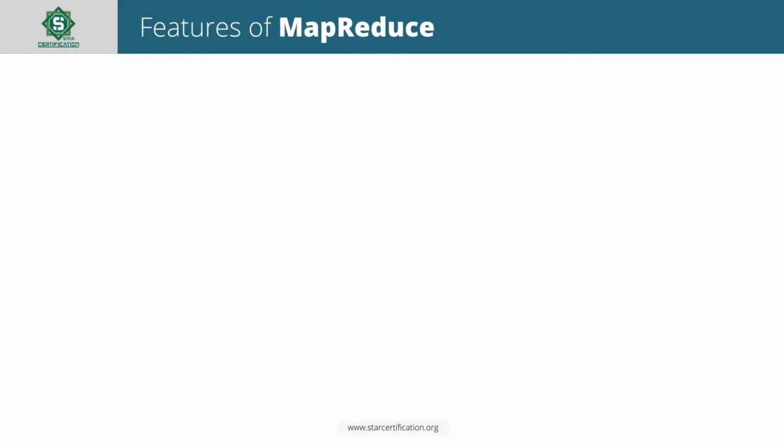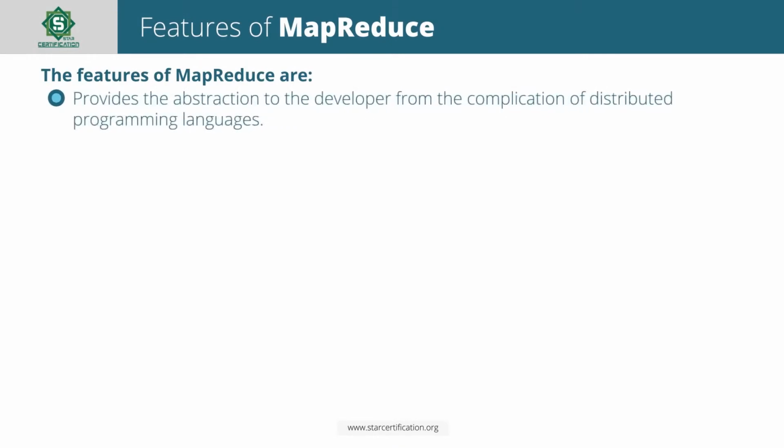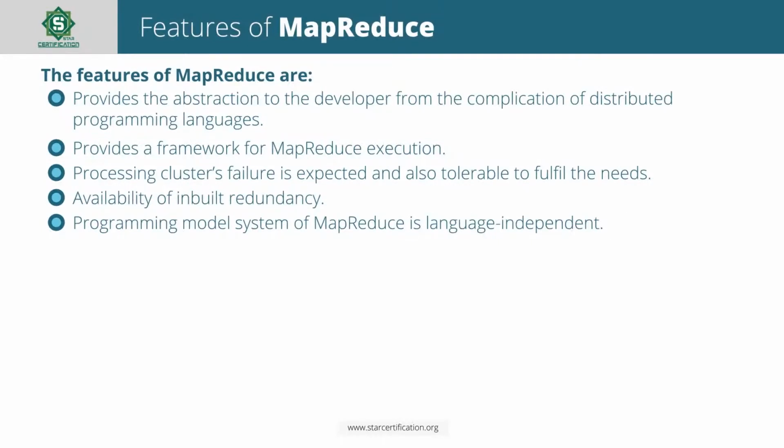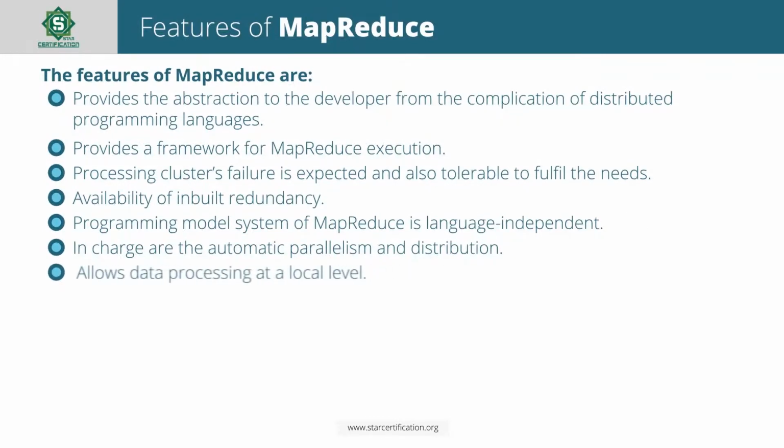Features of MapReduce. The features of MapReduce are: it provides the developer an abstraction from the complication of distributed programming languages, and provides a framework for MapReduce execution. Processing cluster failure is expected and also tolerable. Availability of inbuilt redundancy. The programming model of MapReduce is language independent. It is in charge of automatic parallelism and distribution, and allows data processing at a local level.